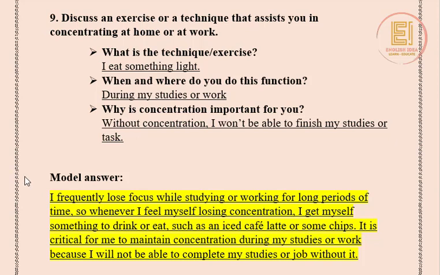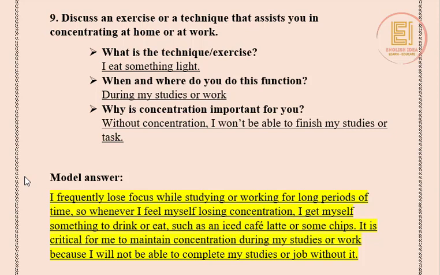Okay, so again, if you want to read the model answer by yourself, you can go ahead and pause the video or mute it while I read it out for everyone else. The model answer is, I frequently lose focus while studying or working for long periods of time. So whenever I feel myself losing concentration, I get myself something to drink or eat, such as an iced cafe latte or some chips. It is critical for me to maintain concentration during my studies or work, because I'll not be able to complete my studies or job without it.